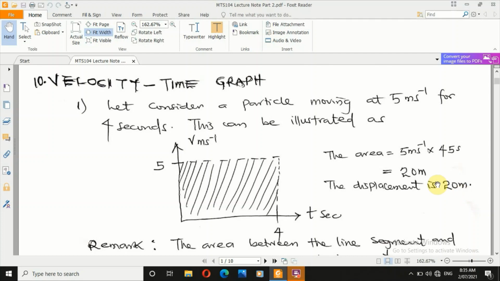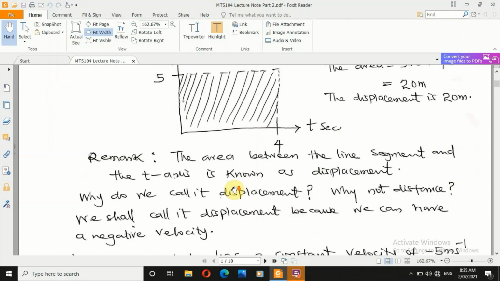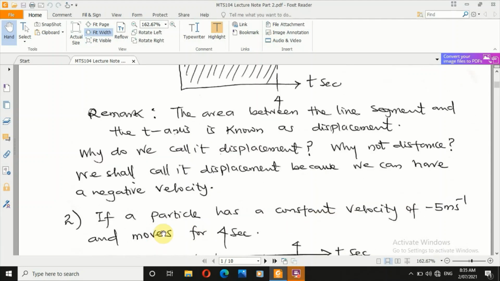And I can ask, so what does that mean? It means that the area of a velocity time graph is displacement. Don't forget that. Let me say it again. The area of a velocity time graph is displacement. Now let's remember, why do we call it displacement? Why not distance? We call it displacement because we can have a negative velocity. It's possible to have a negative velocity, and in such a case of a negative velocity, of course, you cannot say that.